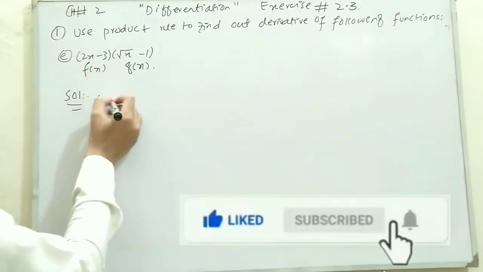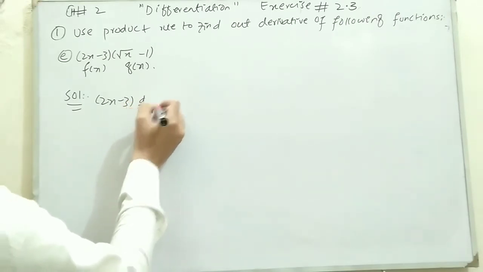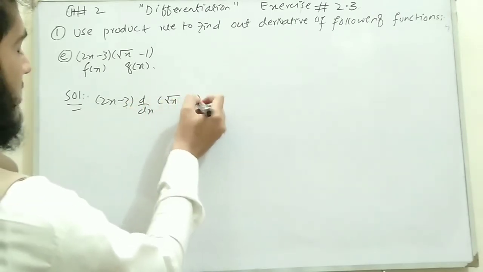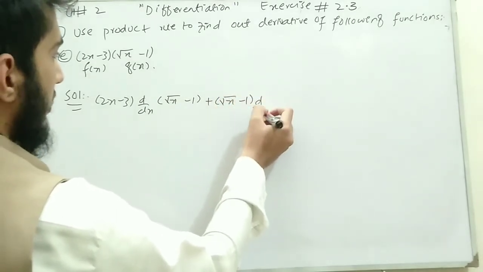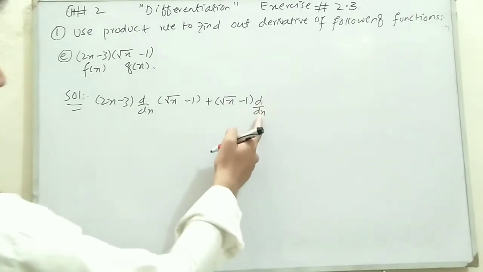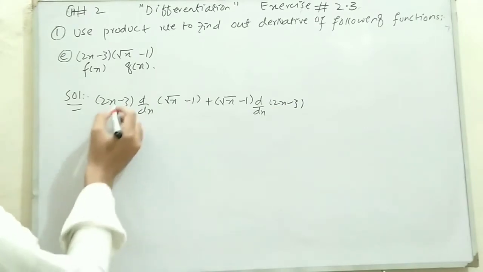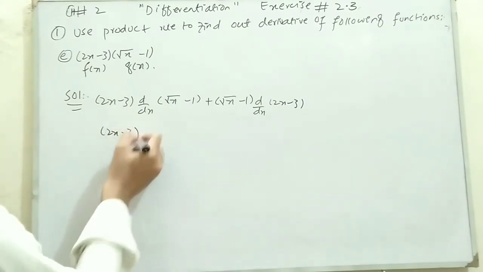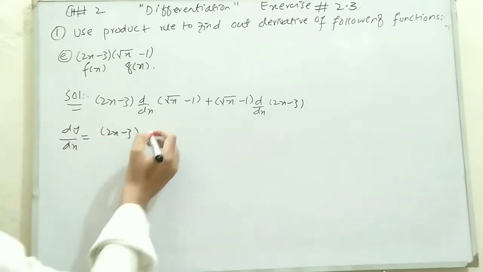First function, which is 2x minus 3, multiply the derivative of the second function, so d by dx root x minus 1, plus second function root x minus 1 times the derivative of the first function, using the same formula which we used in the previous part. So d by dx of the first function 2x minus 3. After simplification it becomes 2x minus 3. This is actually equal to dy by dx. So dy by dx is equal to 2x minus 3.